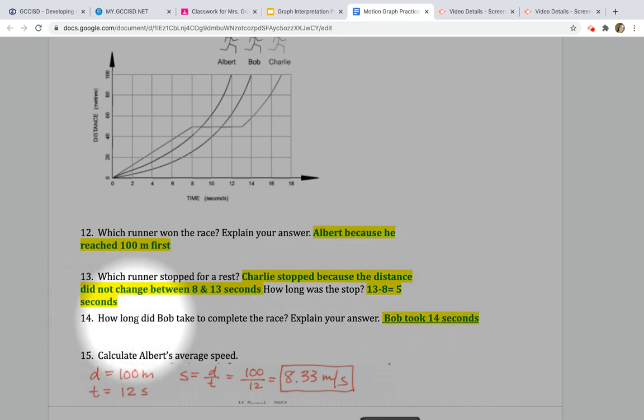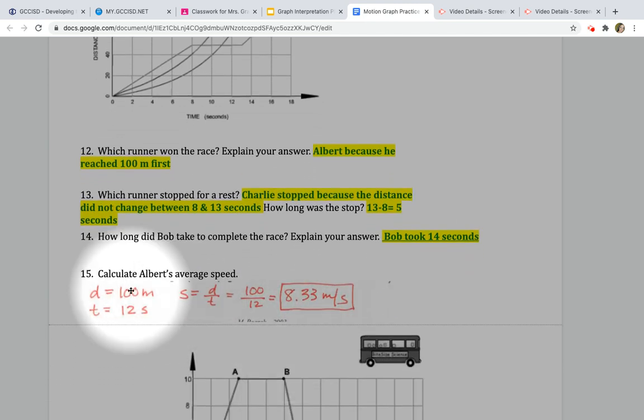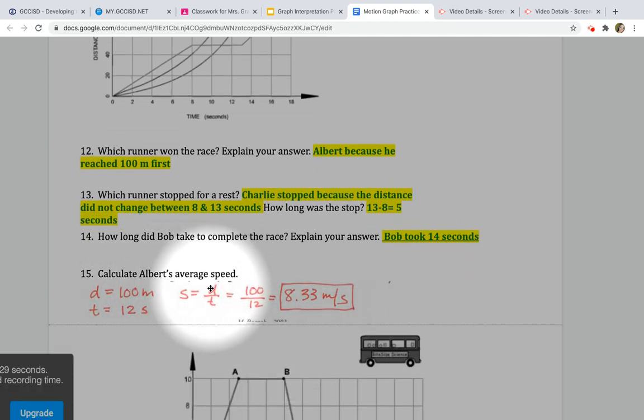Number 14, how long did Bob take to complete the race? Explain your answer. So here we have Bob, 100 meters, the end of the race line. Go straight down to time. Bob took 14 seconds.